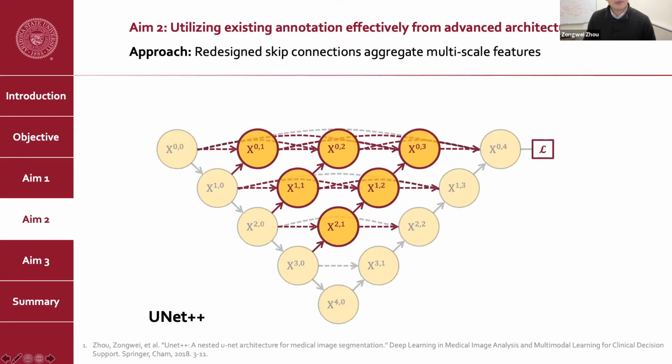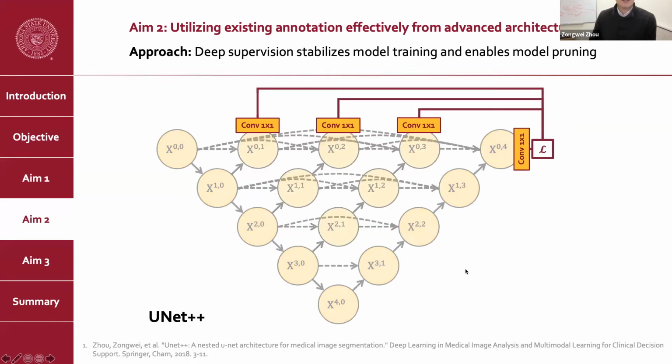We call it UNet++ because it offers 2 notable innovations. The first innovation is the redesigned skip connection to encourage different levels of image feature aggregation. And the second innovation is the introduction of deep supervision. In contrast to the original UNet architecture, UNet++ provides additional supervision for each level of image features.